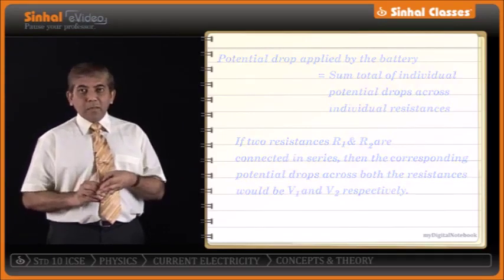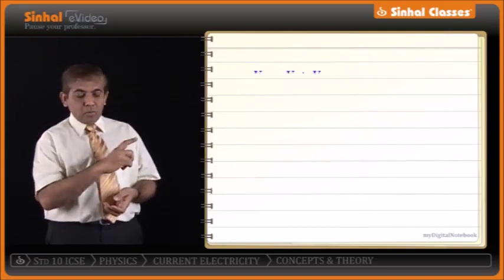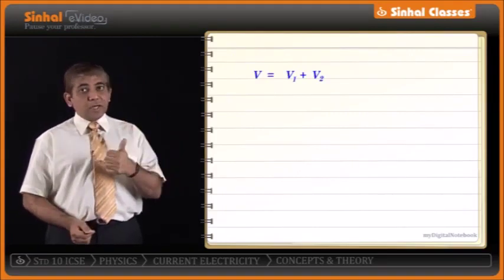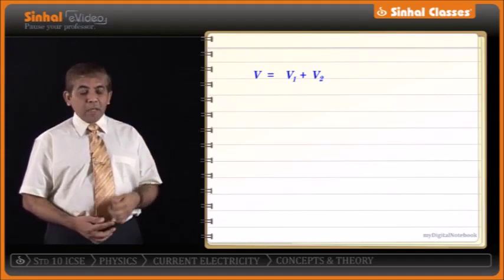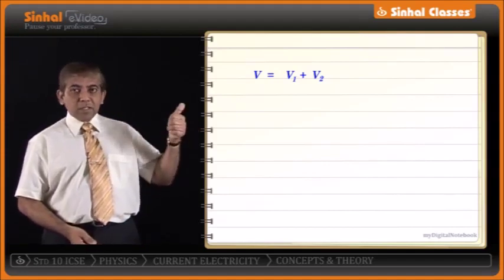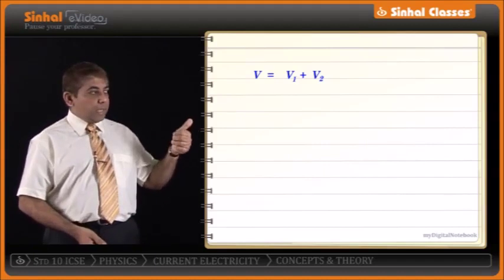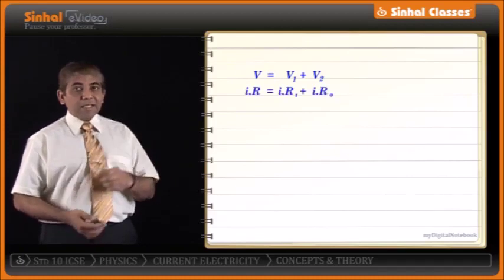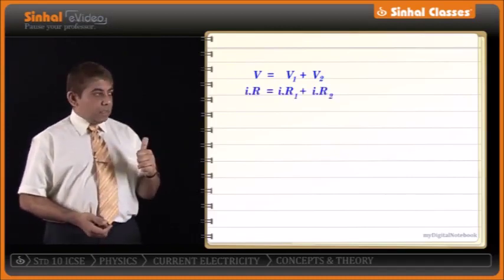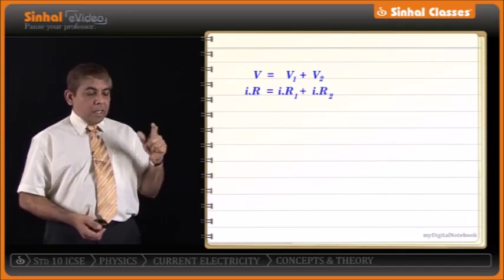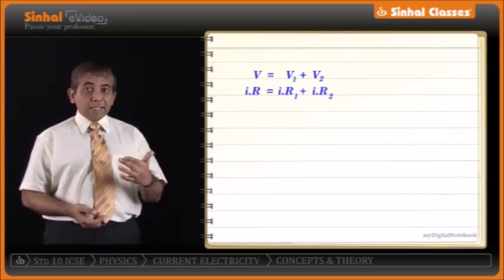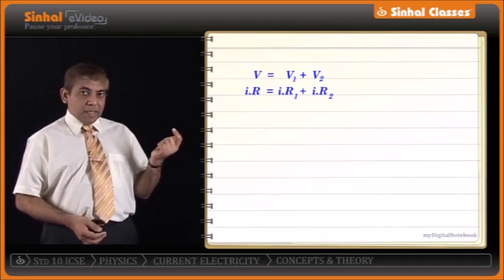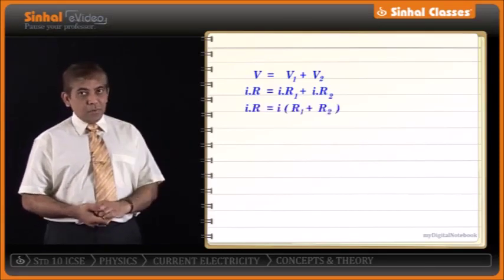That becomes my second conclusion as far as series is concerned. To obtain the third one, I have the relation V is equal to V1 plus V2. I said Ohm's law is always at your rescue as far as current electricity is concerned. We apply Ohm's law to this relation, V is equal to V1 plus V2. If we apply it, we get IR is equal to IR1 plus IR2. On the right hand side, I can take I common. If I take I common, I get I into bracket R1 plus R2.